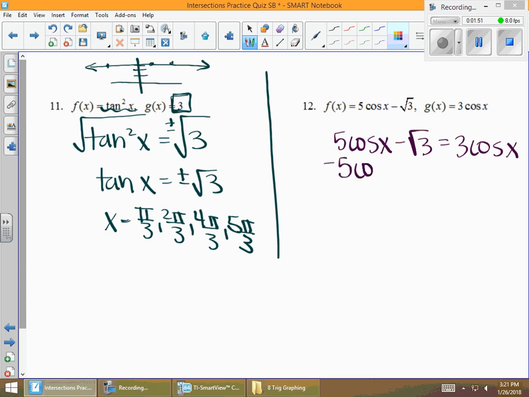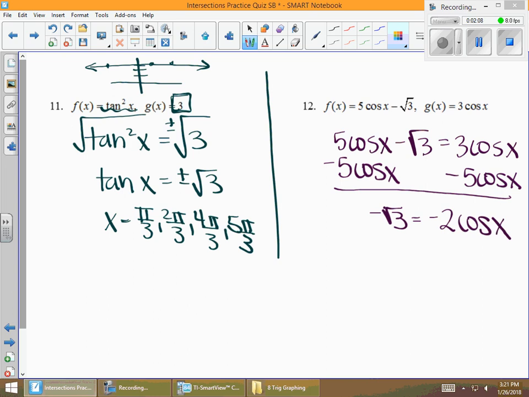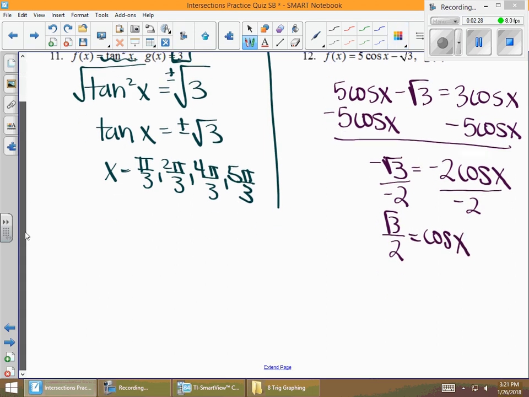I'm going to subtract my 5 cosine of x over. Don't drop that negative radical 3. This is a good reason to show your work. Bend the pencil lead so that you can be precise. So I have negative 2 cosine equals negative radical 3. And so cosine of x is equal to positive radical 3 over 2.